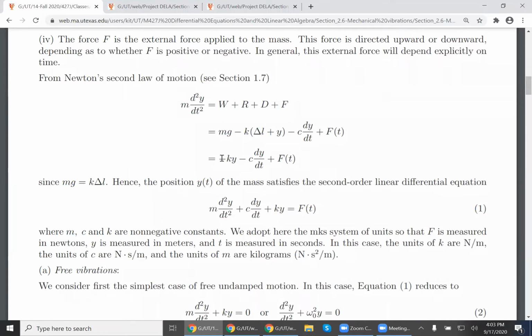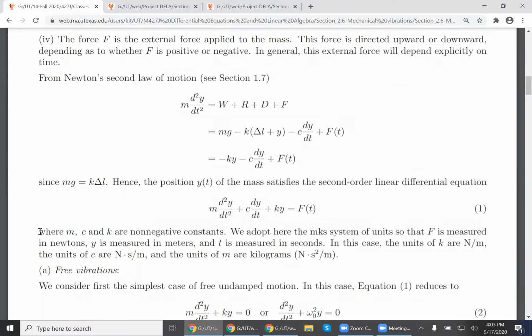Lastly, we move these two terms to the left. Here is our differential equation for y. Note that this is a second order linear non-homogeneous differential equation with constant coefficients, and now we can use our previous theory to solve it.